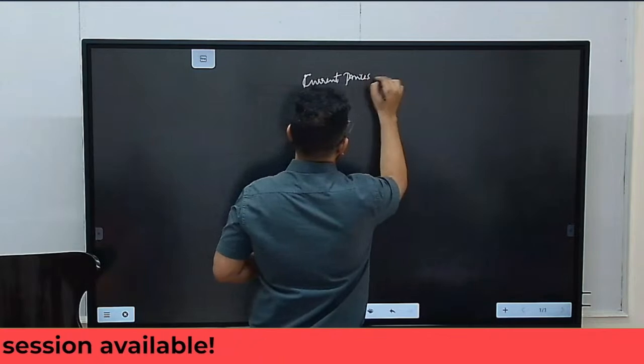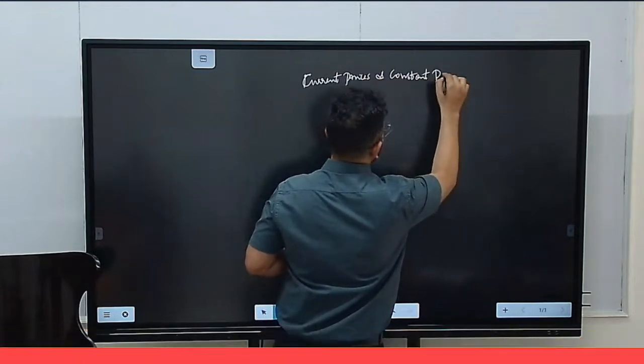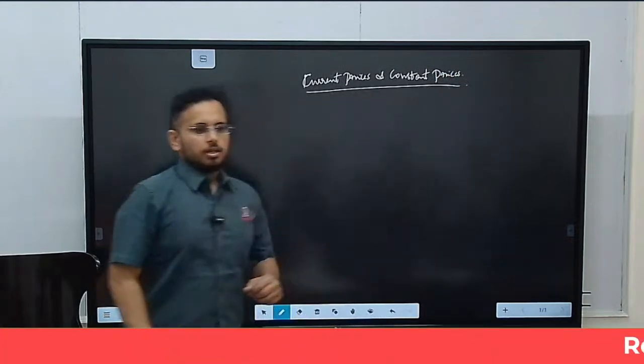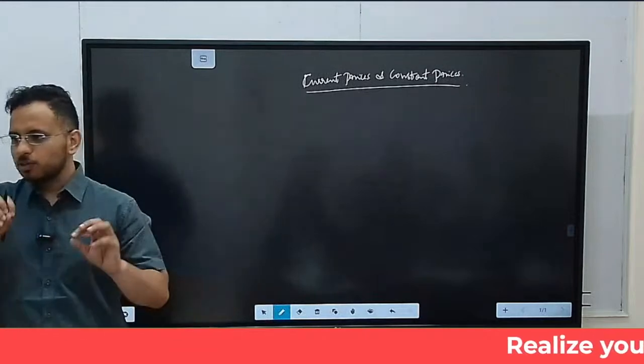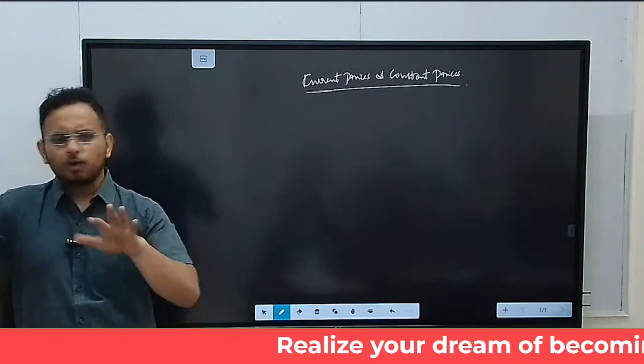Current prices and constant prices. Let's not go to the iPhone example. Let's come to a simple example of an egg. Most of you eat egg.